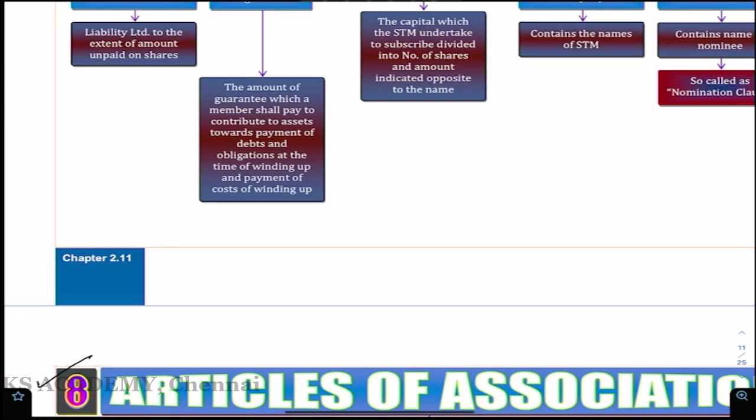Question for you. What are the 3 sections? Section 5, articles. Section 14, alteration of articles. Section 18, conversion of a company already registered.